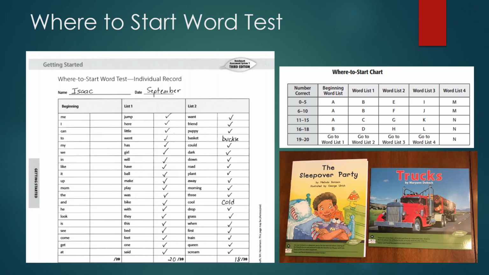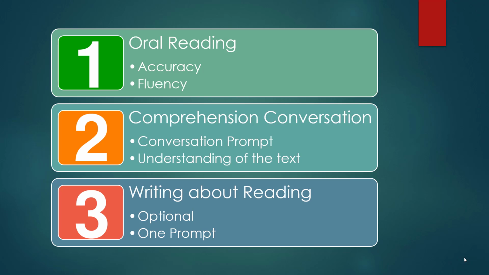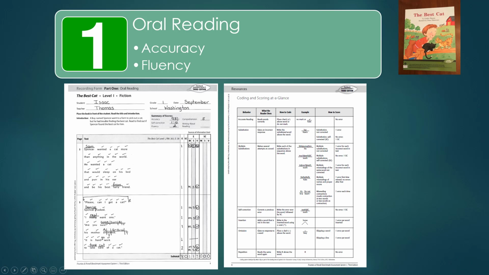In the kit, you will have a fiction and a nonfiction choice for each text level. Students may choose which book they want to read. You will then begin the assessment. It has 3 components: an oral reading section, a comprehension conversation section, and a writing about reading section. The writing about reading section is optional. Oral reading. This is where we're looking for accuracy and fluency.